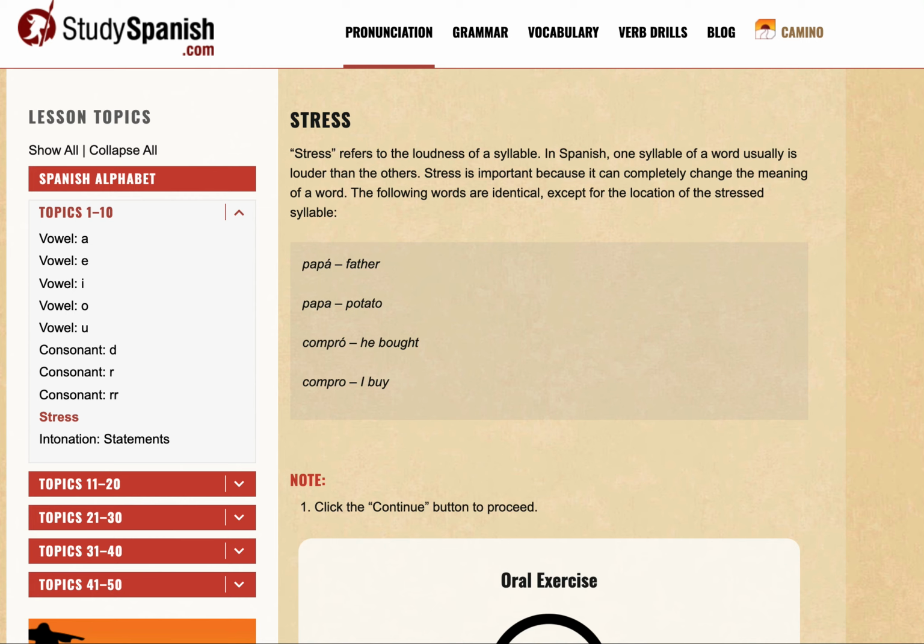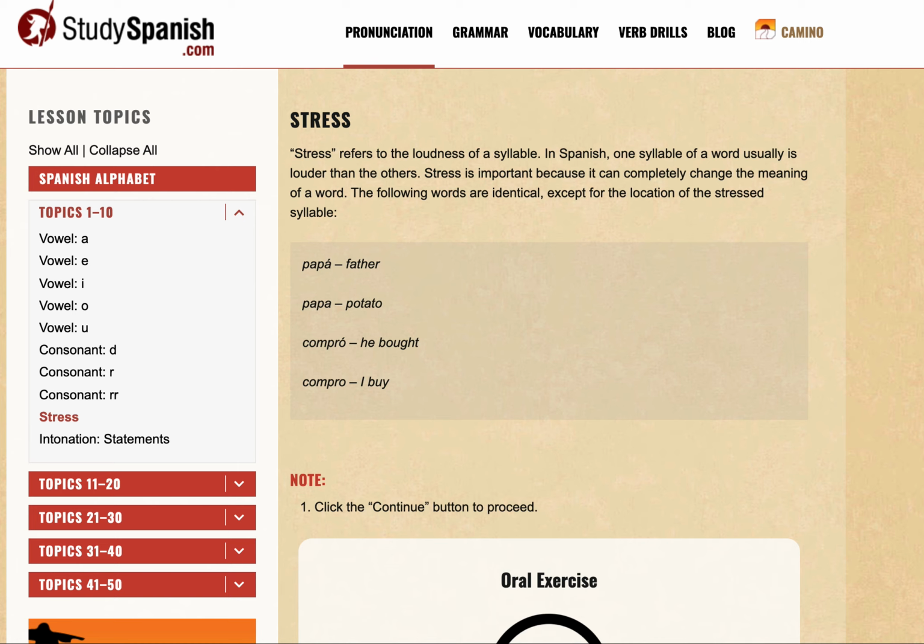Today we are going to talk about stress. So let's go through this. Stress refers to the loudness of a syllable. In Spanish, one syllable of a word usually is louder than the others. Stress is important because it can completely change the meaning of a word. The following words are identical except for the location of the stressed syllable.